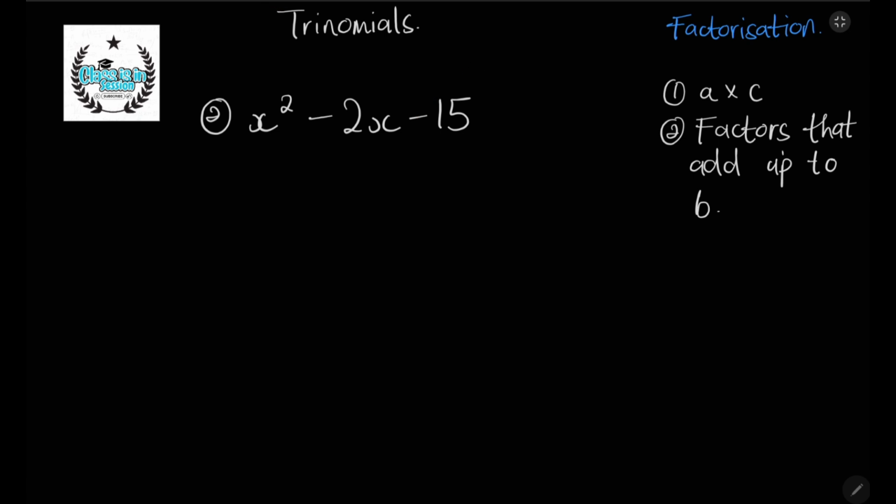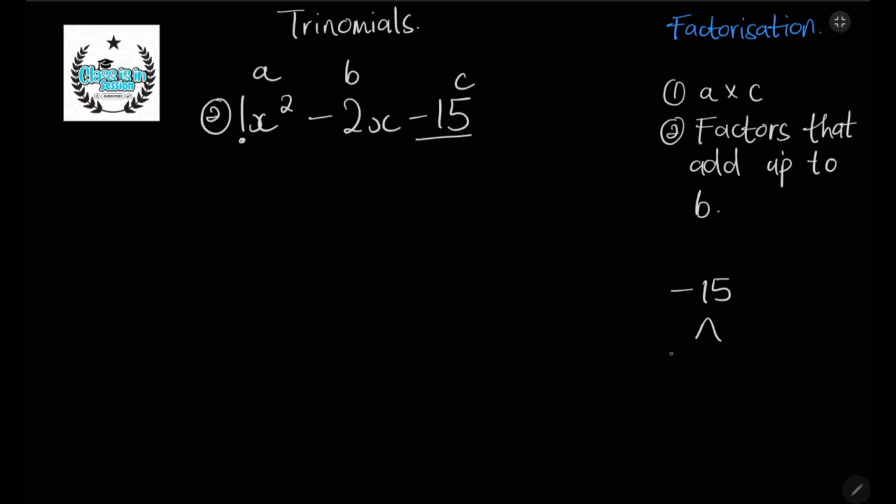What's the first step? We have to multiply a and c. That is your a, this is your b, and that is your c. The coefficient of a is the invisible 1. So we'll say 1 times negative 15. This should give you a negative 15. Now let's find factors of negative 15 that will give us negative 2.